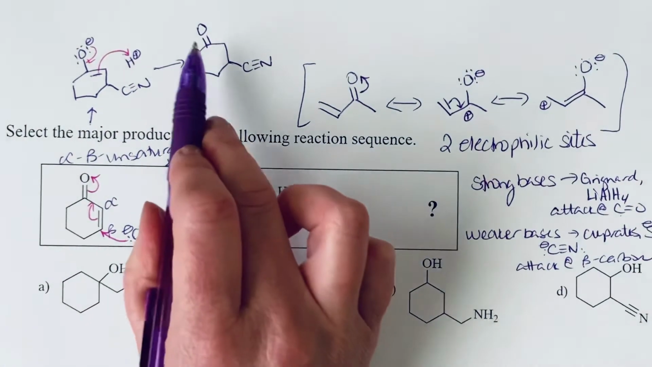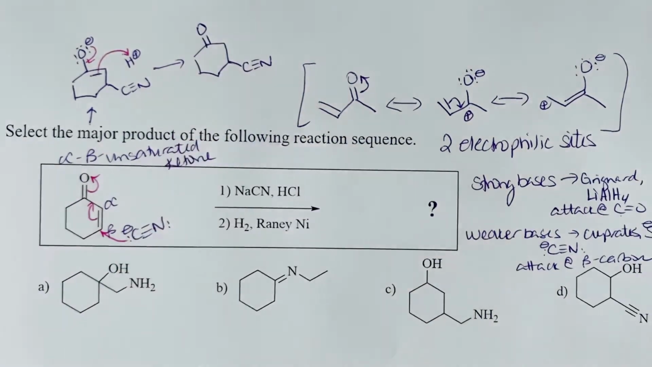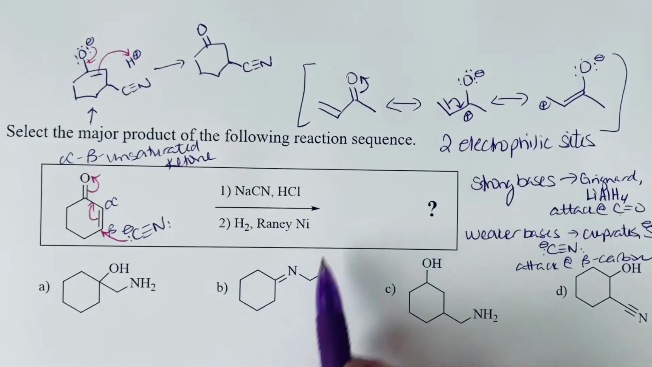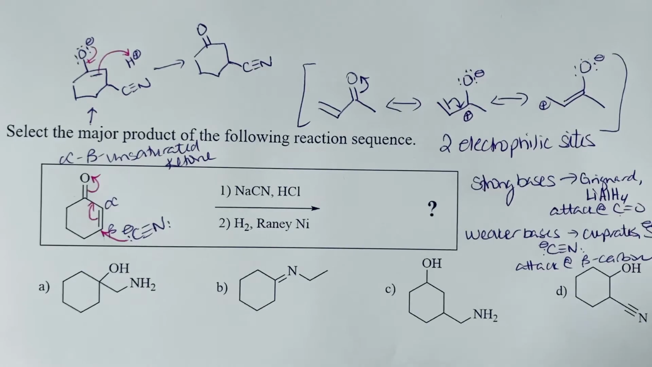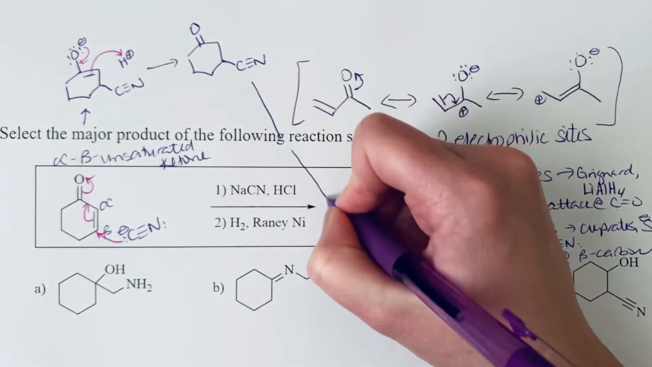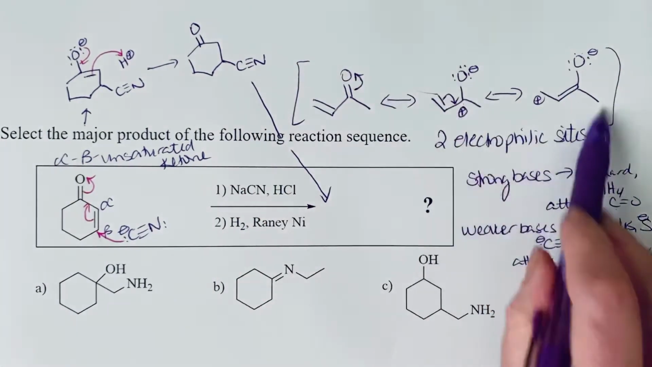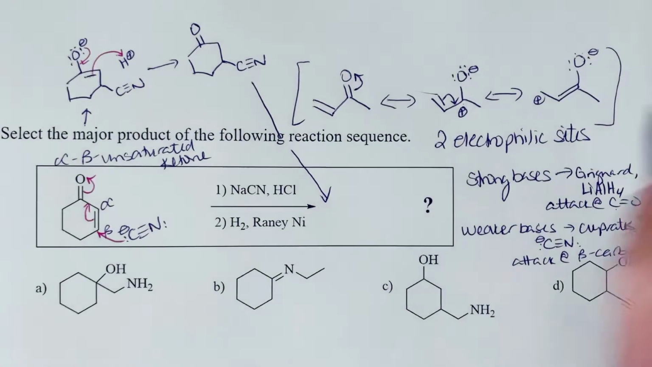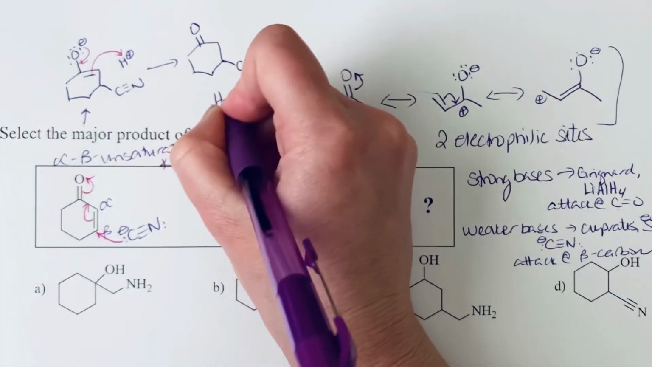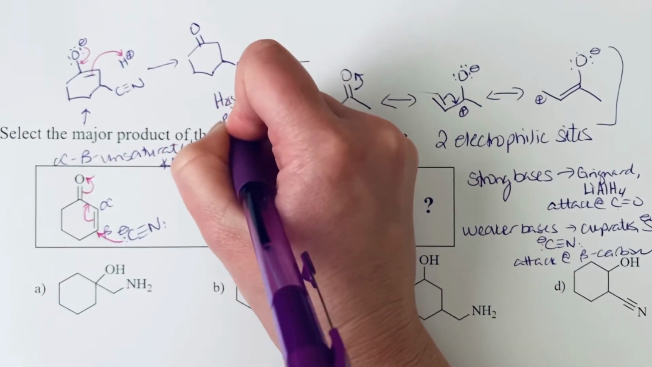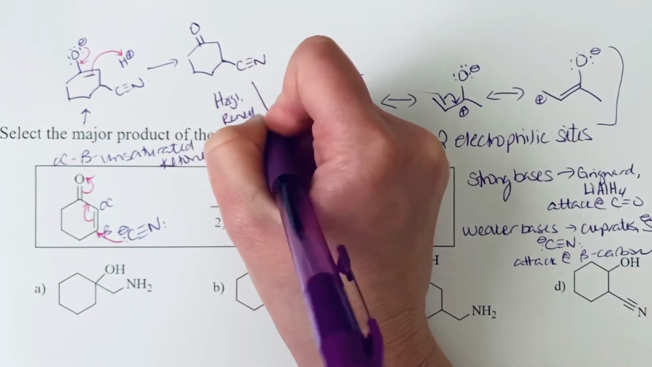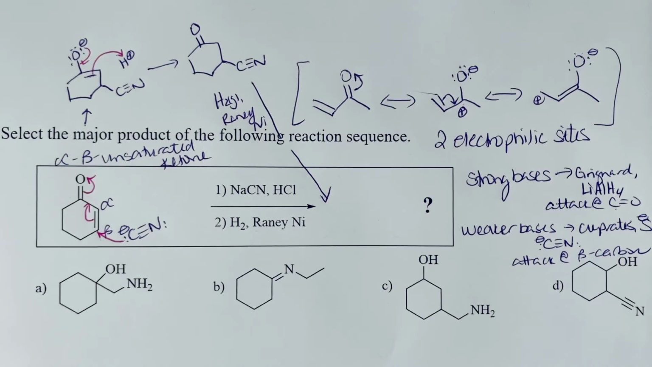Then we're going to take this molecule that contains a ketone and a nitrile, and treat it with hydrogen gas and Raney nickel. I'm going to bring it down here to avoid crossing over the resonance forms and notes we made. So, hydrogen gas and Raney nickel. These are pretty strong hydrogenation conditions. Raney nickel is more reactive than something like palladium on carbon.